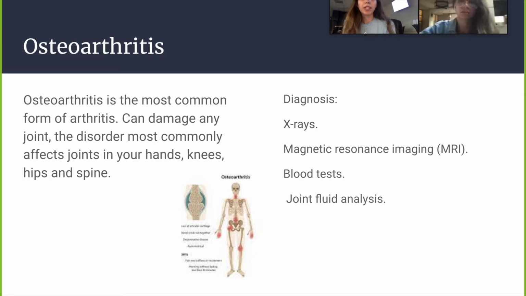We can also perform some blood tests. Although there is no blood test to diagnose the disease, certain tests can help rule out other causes of the joint pain, such as rheumatoid arthritis. Also, we can perform joint fluid analysis, so the doctor might use a needle to draw fluid from an affected joint. The fluid is then tested for inflammation and to determine whether your pain is caused by gout or an infection rather than the disease.